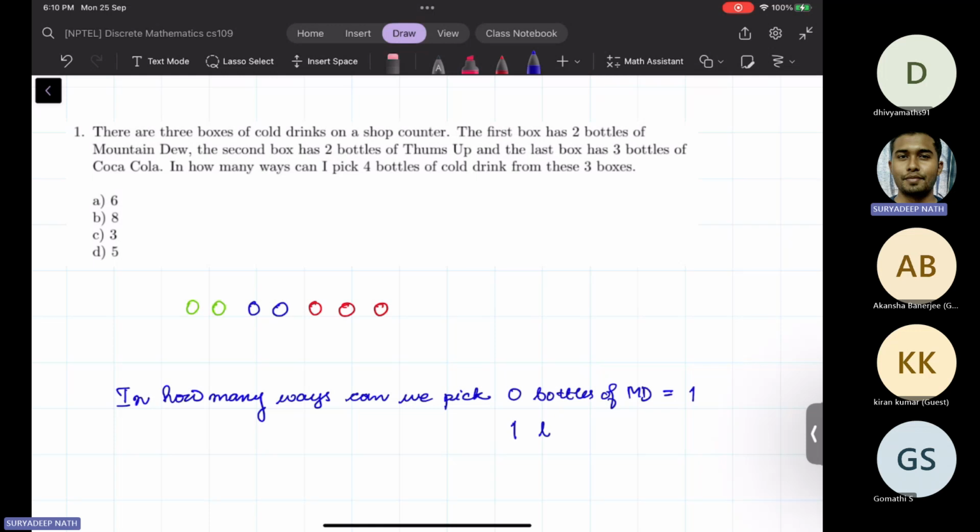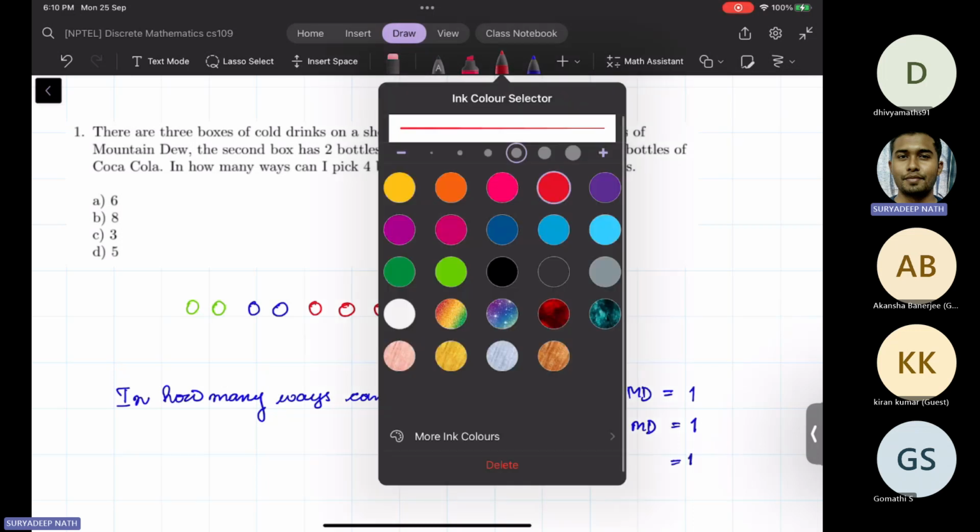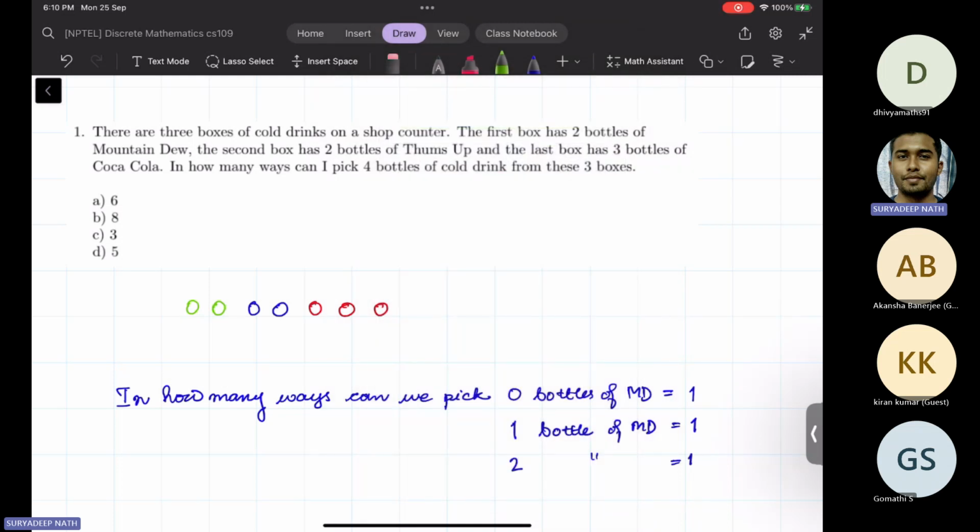Same goes for 1 bottle. 1 bottle of Mountain Dew you can pick in 1 way only, because you might say you can pick in 2 ways since there are 2 bottles, but they are identical. So effectively you are picking it in only 1 way, and similarly for 2 bottles, also 1 way. So the resultant generating function for picking the Mountain Dew bottle would be 1 plus x plus x square. Similarly, the generating function for Thumbs Up would be 1 plus x plus x square. And the generating function for Coca-Cola would be 1 plus x plus x square plus x cube. Why cube? Because there are 3 bottles of Coca-Cola.